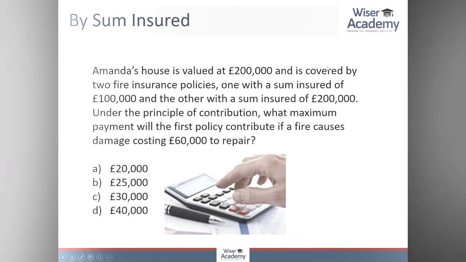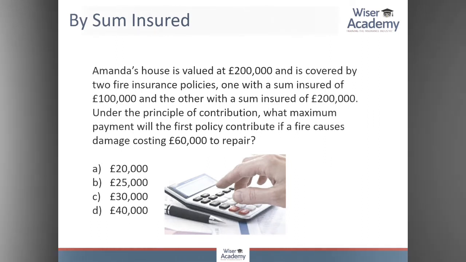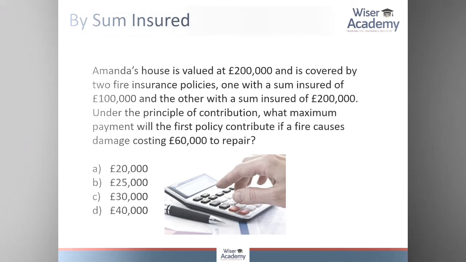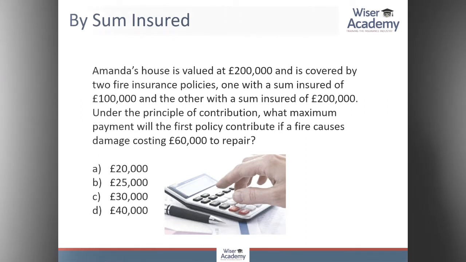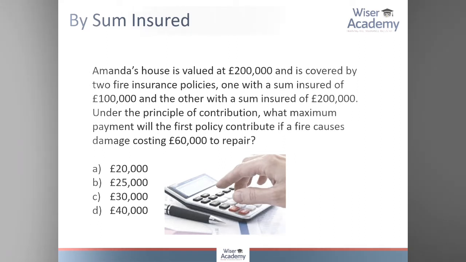Okay, so here's a question where we're going to look at using the by sums insured sum. Amanda's house is valued at £200,000 and is covered by two fire insurance policies, one with the sums insured of 100,000 and the other with the sums insured of 200,000. So in this scenario, Amanda's got a house at 200,000 and in total she's got £300,000 worth of insurance. So do you think her claim will be getting paid in full, Chris, based on those figures? Yeah, because she's definitely got more than the £200,000 insured.